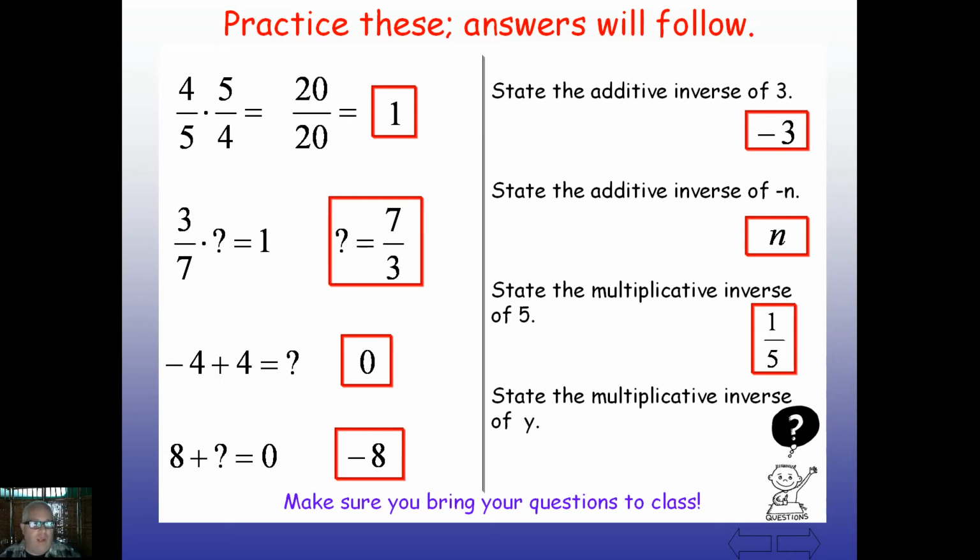Okay. And the last one there, state the multiplicative inverse of y. Well, now we don't know what y is, and moreover we don't care. We do know that we can write y as y over 1. So again, what's the multiplicative inverse or the reciprocal? 1 over y.